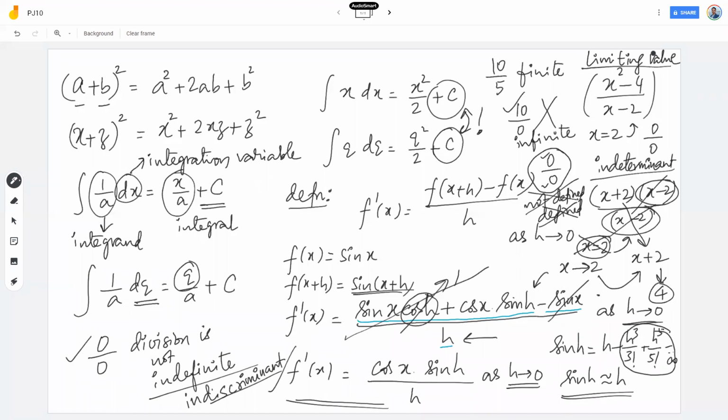Are you able to understand? When h is very close to 0, sin h is also very close to 0, and therefore sin h is very close to being equal to h itself. If sin h is approximately equal to h, I can cancel them both, and you get the answer as cos x. This is the derivative of sin x.